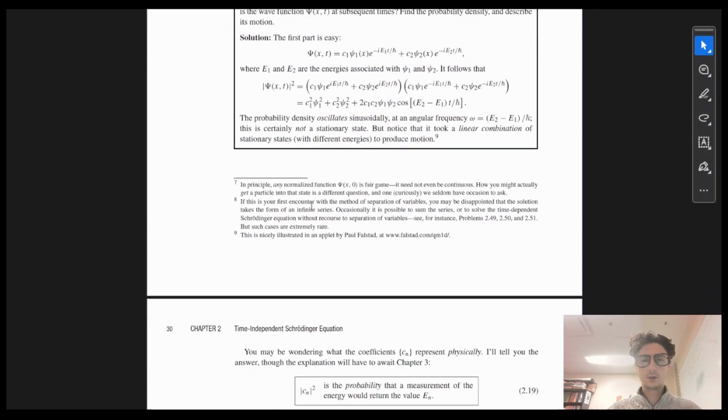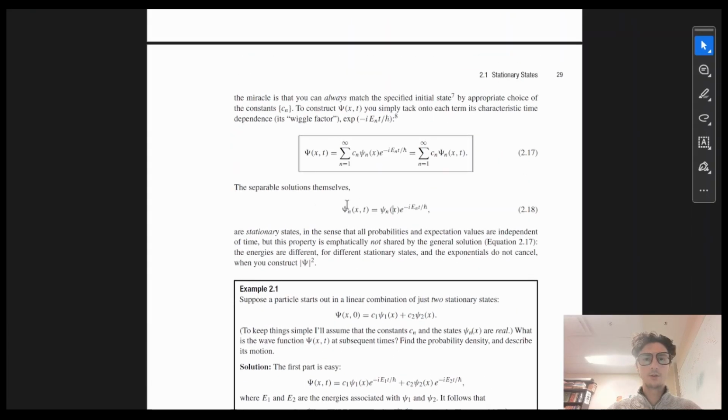Okay, interesting. Let's see these little points here. In principle, any normalizable function is fair game. It need not even be continuous. Whether you might actually get a particle into that state is a different question, and one curiously we seldom have occasion to ask. If this is your first encounter with the method of separation of variables, you may be disappointed that the solution takes the form of an infinite series. Occasionally, it is possible to sum the series or to solve the time-dependent Schrodinger equation without recourse to separation of variables. This is nicely illustrated.